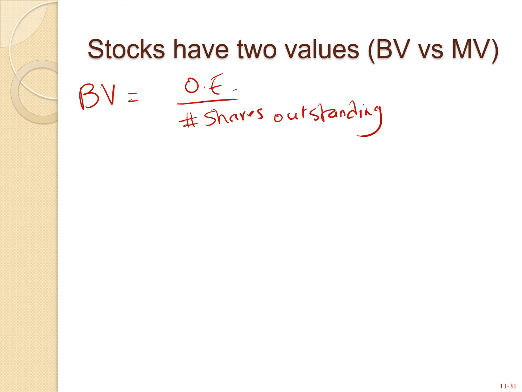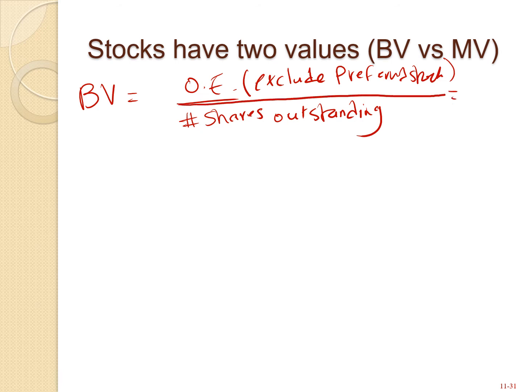Okay? When we say owner's equity, we exclude from the computation preferred stocks and any other dividends in arrears. We will get to this in detail. And you will get a specific number. Let's say $8 per share.